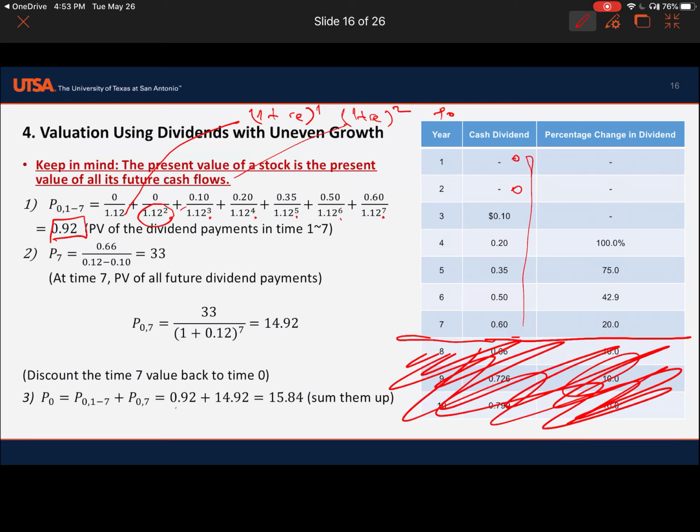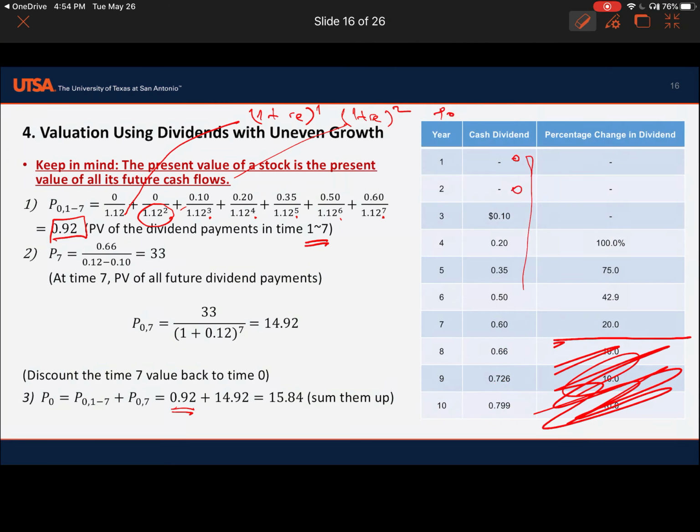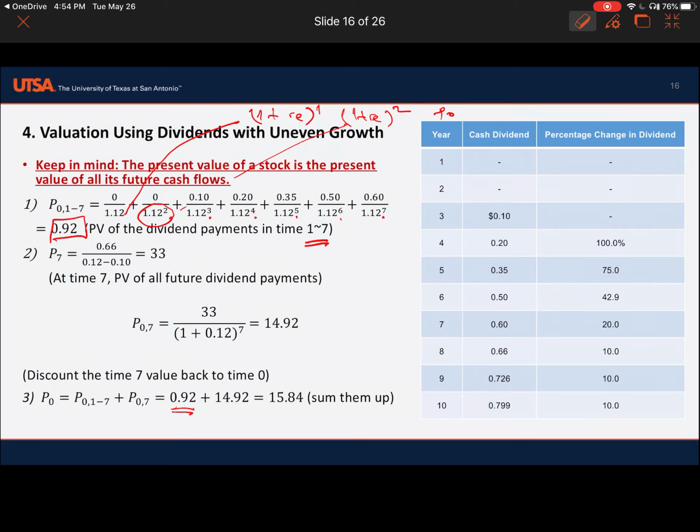So we find the present value of the first 7 years of payments, but we have dividend payments after the 7th year, with a constant growth rate, and it goes to infinity. How can we find that? By using the cash flows at time 8, time 9, and time 10, and so on. So you look at the dividend payment for the price at time 7, right?